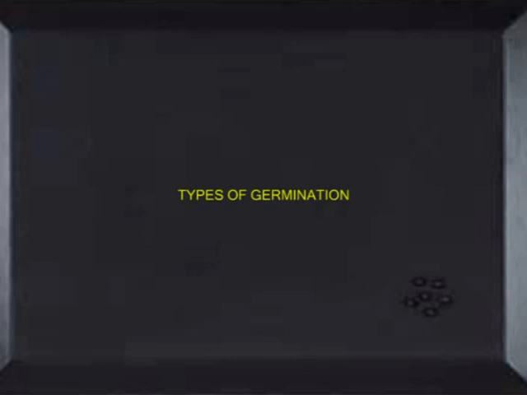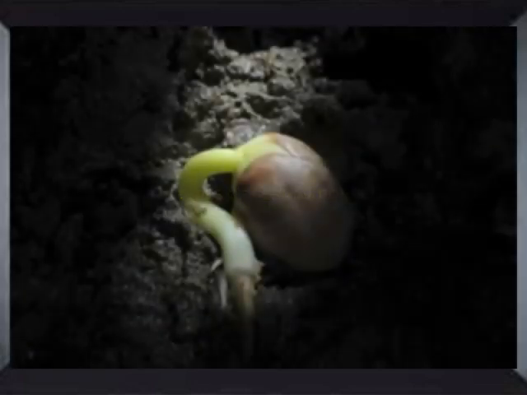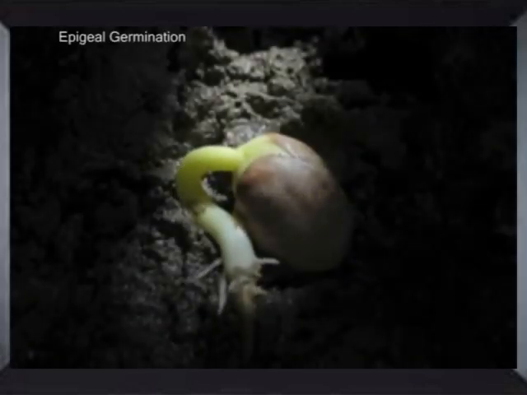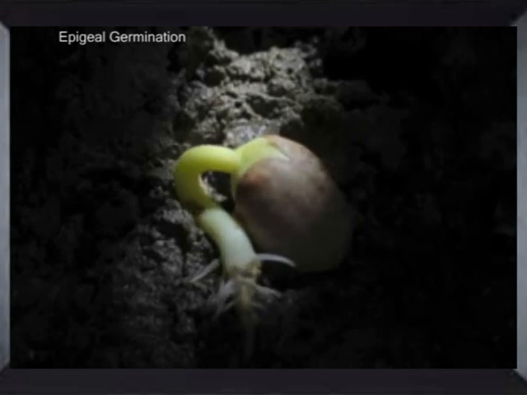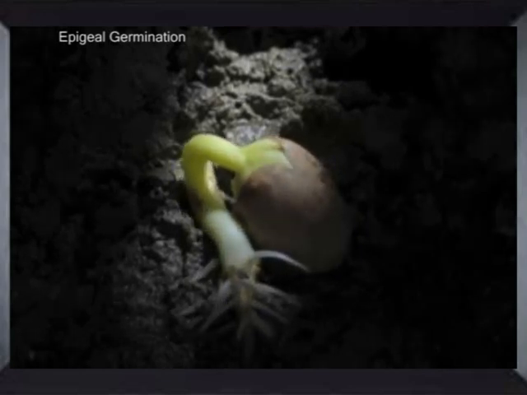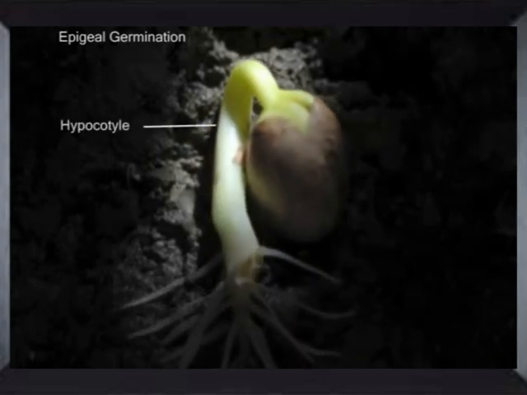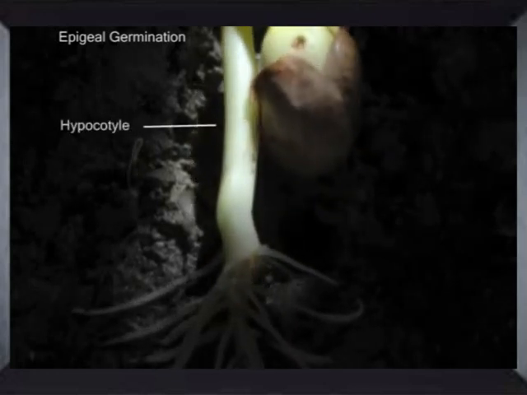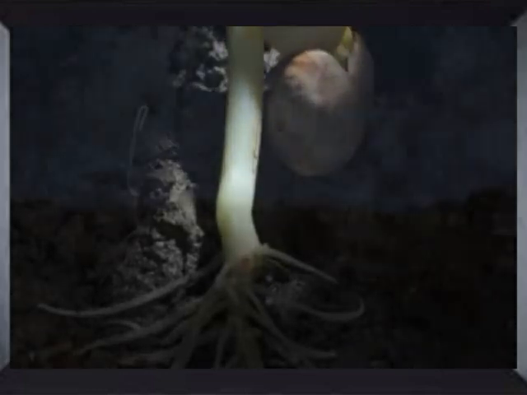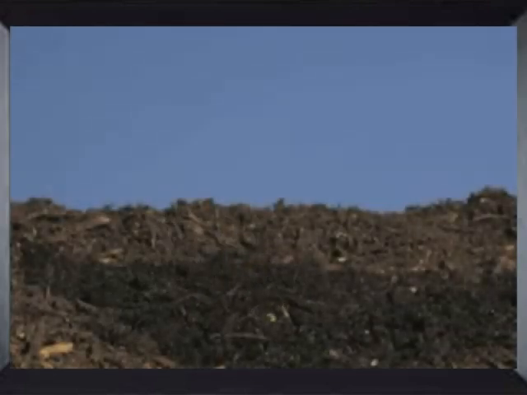In epigynous germination, the radicle grows out through the micropyle. It grows downwards into the soil as a primary root from which other roots arise. The part of the embryo between the cotyledon and the radicle is called the hypocotyle. This part curves and pushes upwards through the soil, protecting the delicate shoot tip.